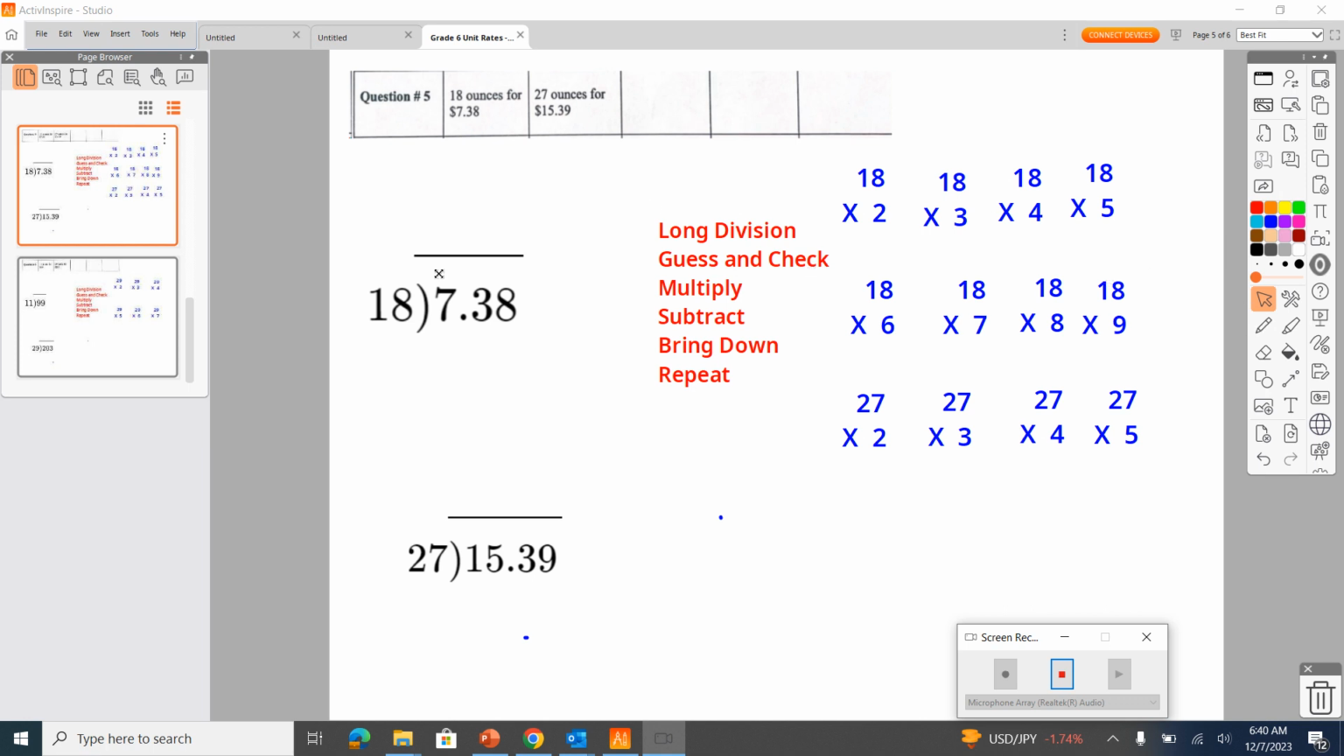One, where we're dividing by 18. So I'm going to have to do some guessing and checking for 18. And also for 27, I have to do some guessing and checking for 27.